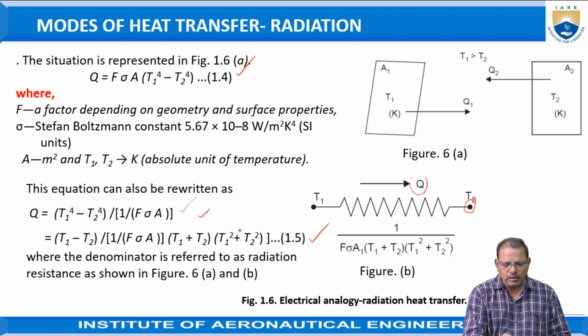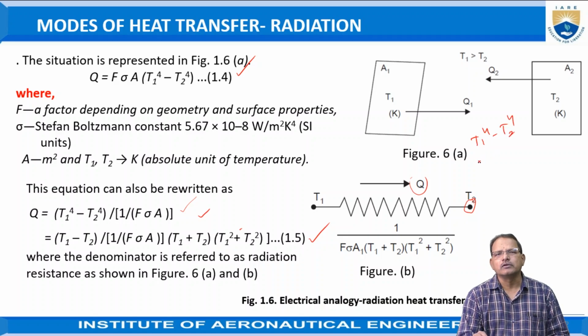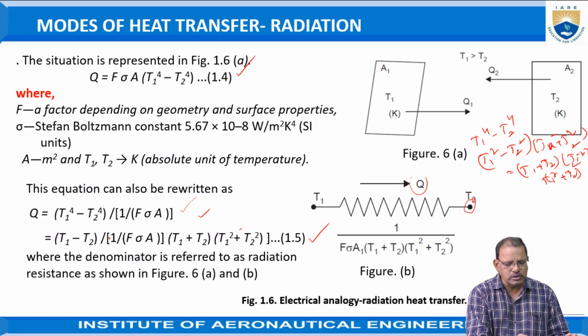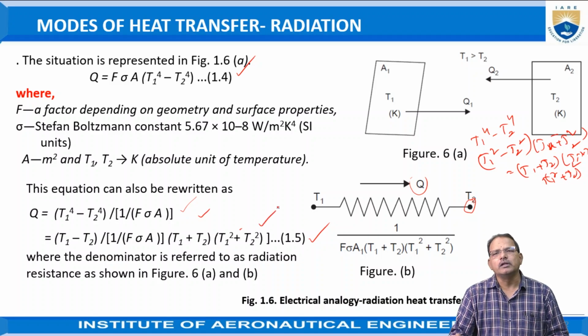So this value is obtained by using the relation T1 to the power of 4 minus T2 to the power of 4. It is in the form of A square minus B square, which is equal to T1 square minus T2 square into T1 square plus T2 square, which is also equal to T1 plus T2 into T1 minus T2 into T1 square plus T2 square. From this relation, we take T1 minus T2 as the numerator at the top, and the remaining values in the denominator.